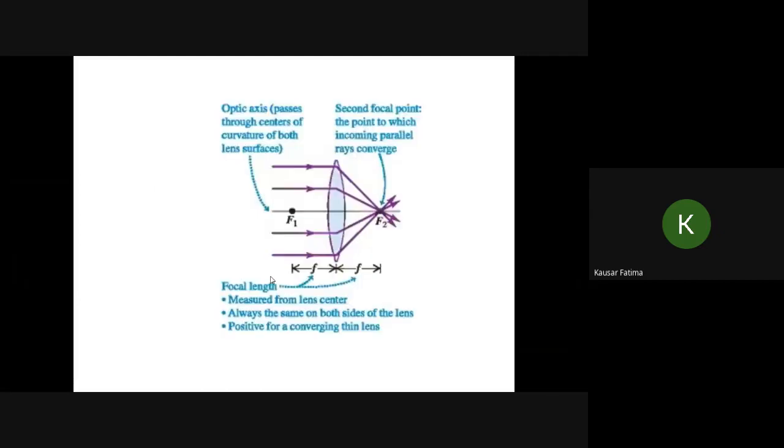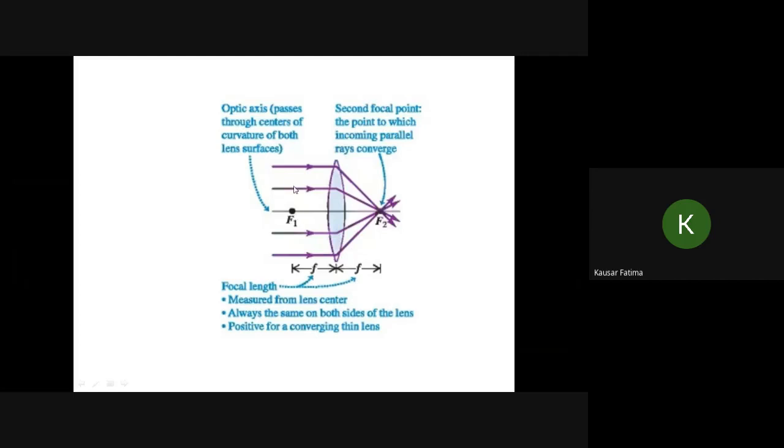Here there is a detailed diagram. This is a lens and these are the parallel rays of light. After passing through the lens, they converge and meet at a point. This point is called the principal focus or focal point. Since the rays are really coming and converging at this point, this principal focus is a real principal focus. In the same way, there is another principal focus on this side.